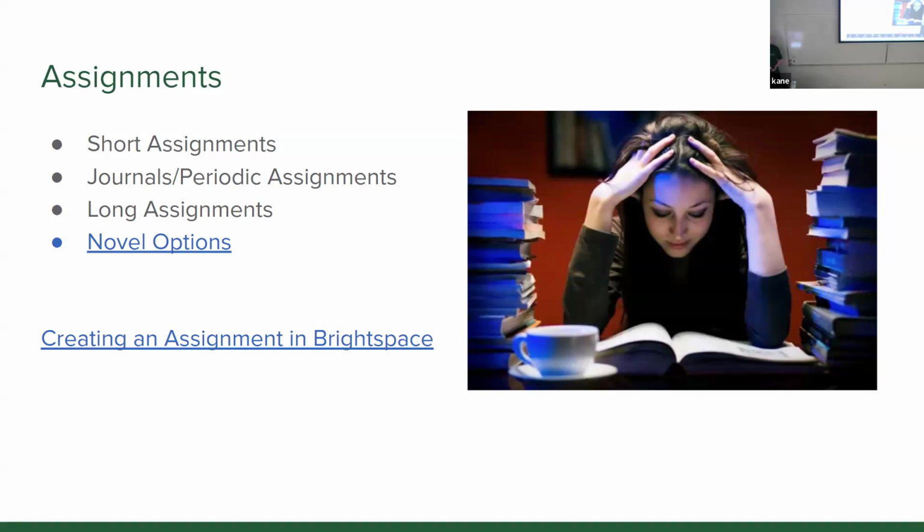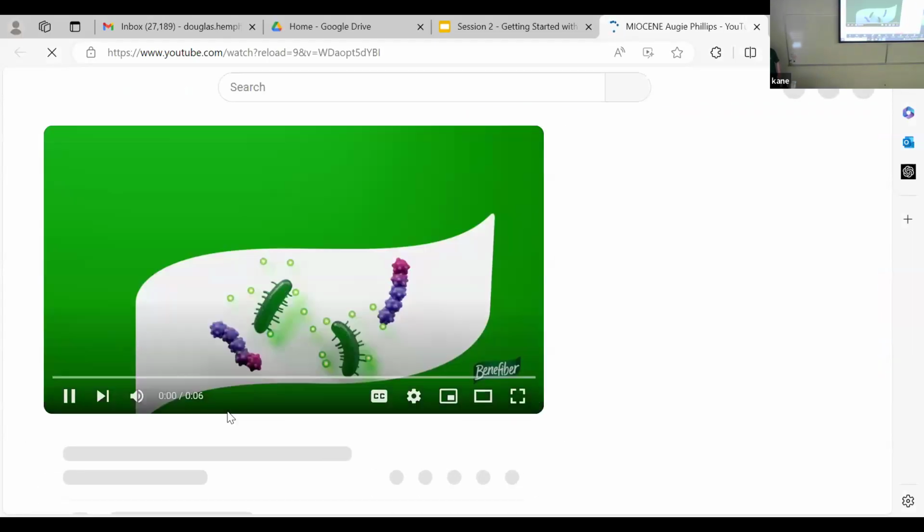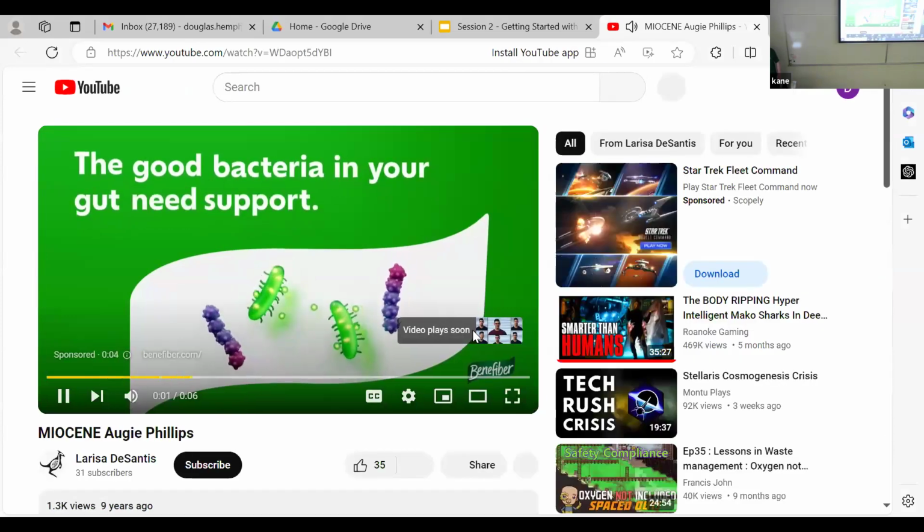And the last thing I want to touch on is the idea of novel options. We very much tend to use the traditional paper or maybe a presentation as our assessment. But what if you just throw that out the door and you tell students, here's the topic, do whatever you want. And here's the kind of thing that you can get. And of course, I get an ad.